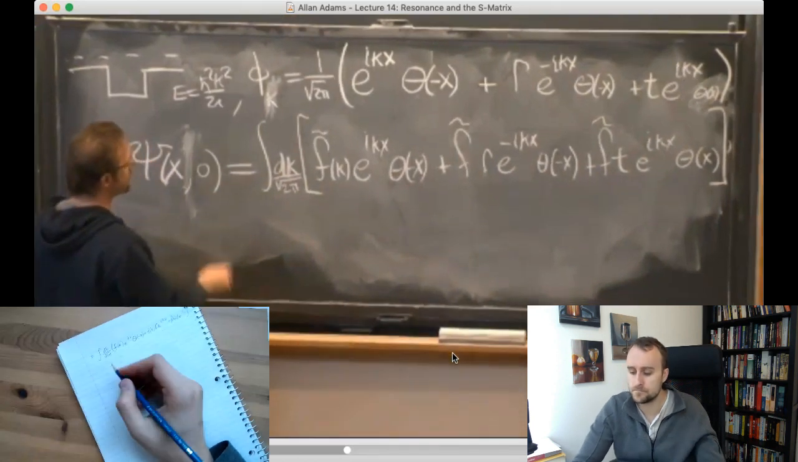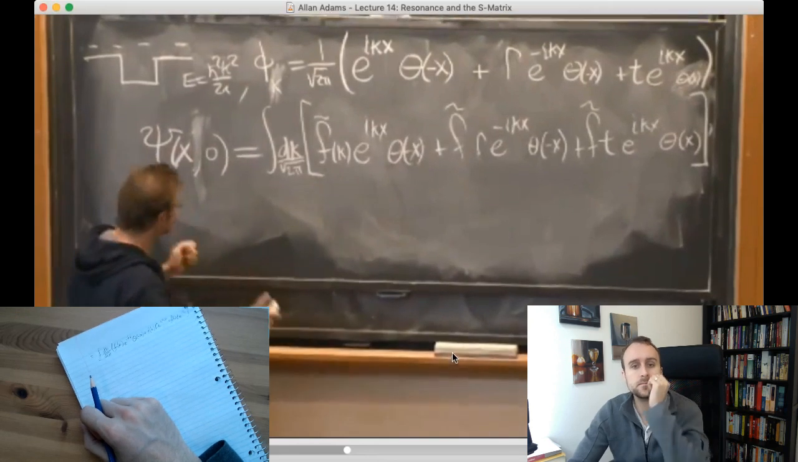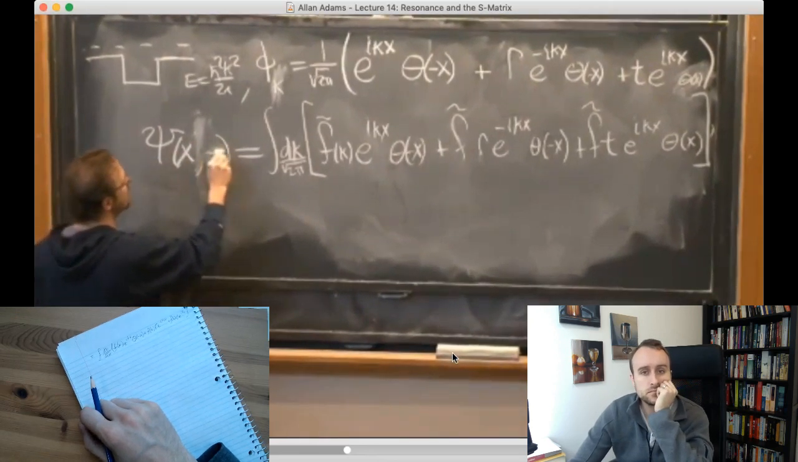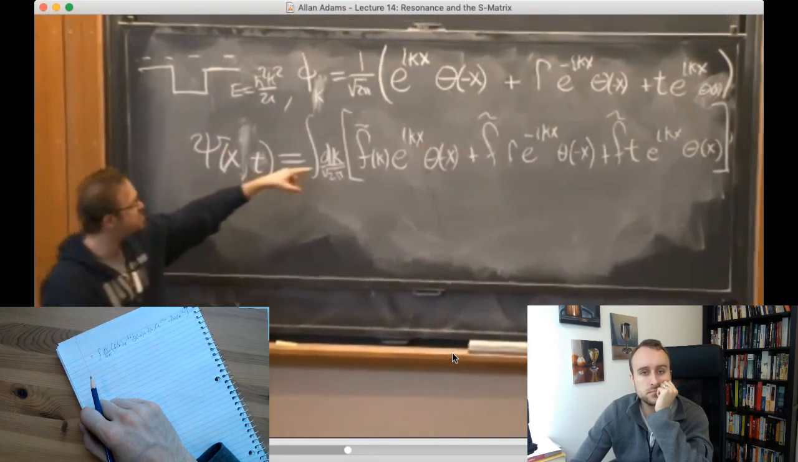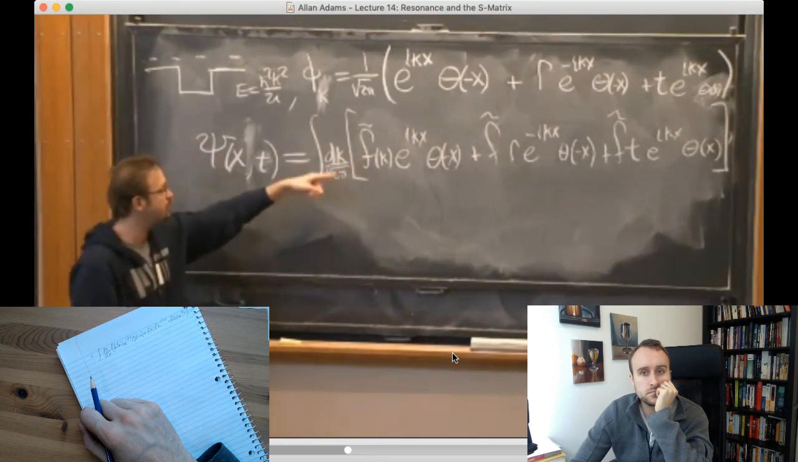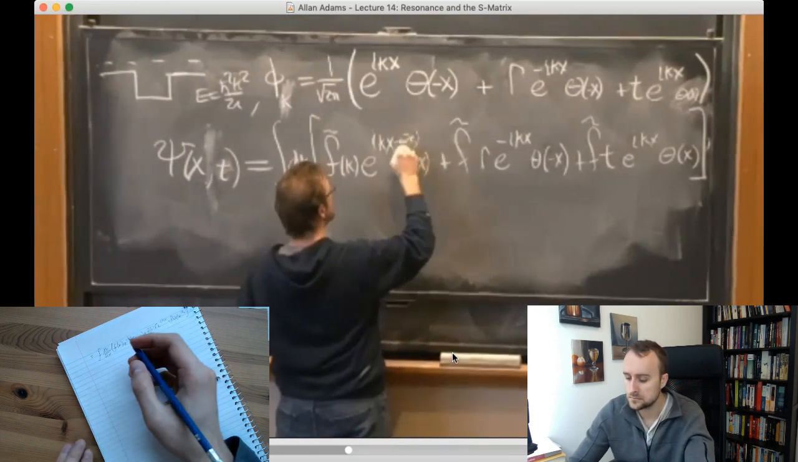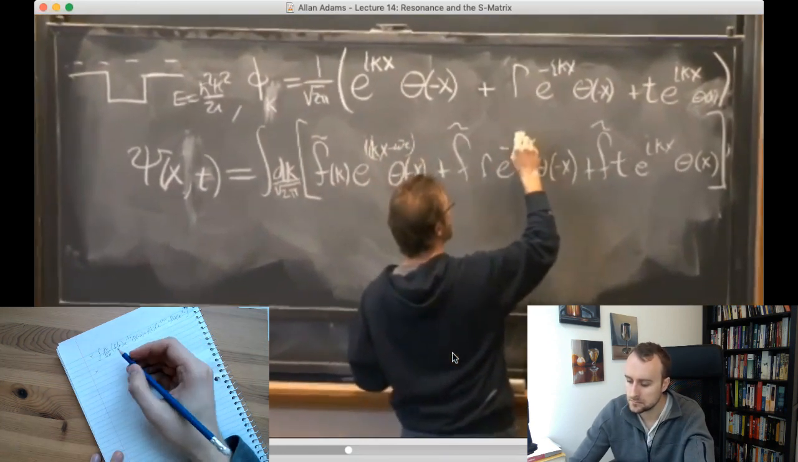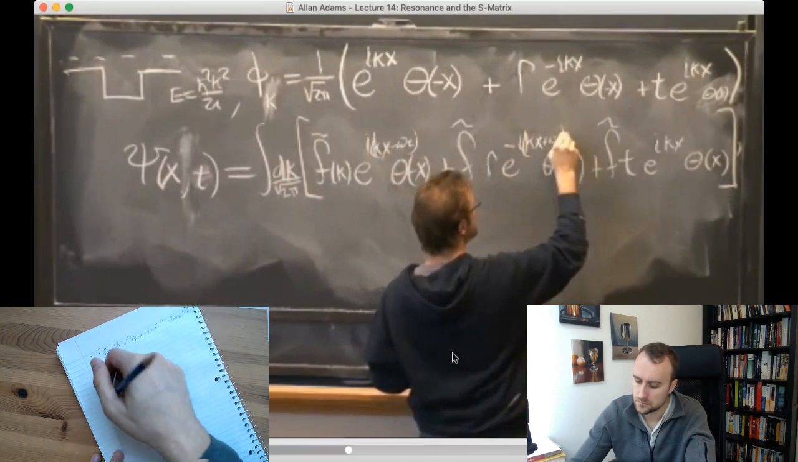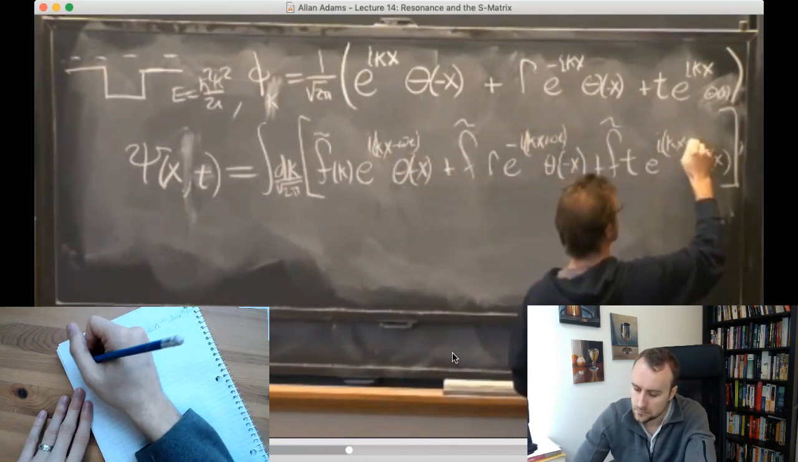Let's look at these terms. This is this wave function now. Oh, and sorry. Finally, we want to look at the time evolution, but we started out as a superposition of states with definite energy labeled by k. So we know the time evolution is e to the i(kx minus omega t), e to the i(minus kx minus omega t), and so on.